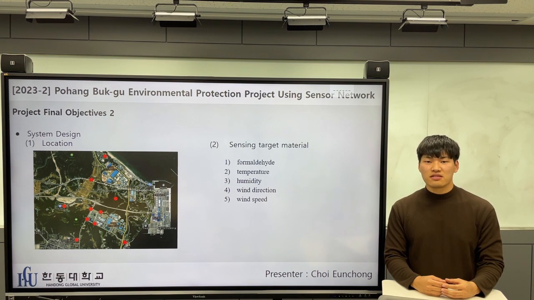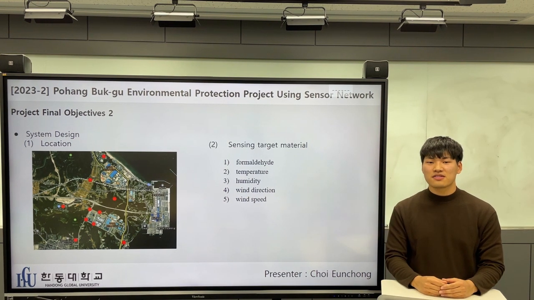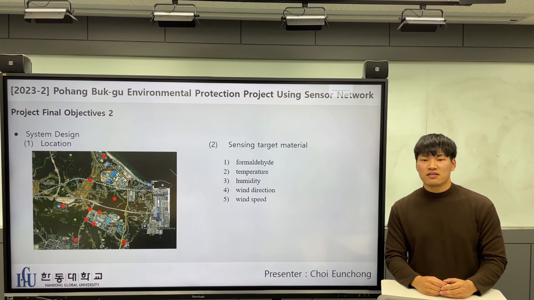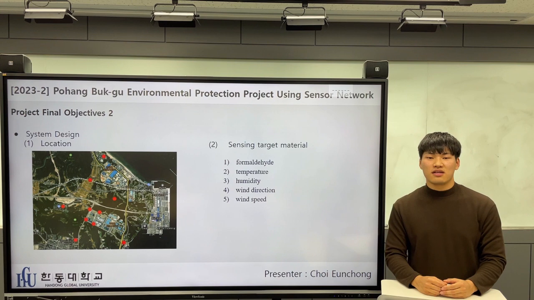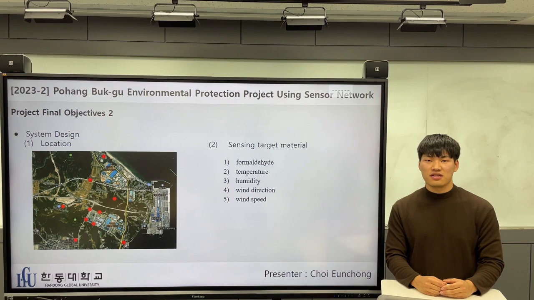The variable formaldehyde must be measured according to the result of the environmental impact assessment. And temperature and humidity need to be measured together because they are factors that directly affect the atmospheric environment. In our project, it's important to measure the variable formaldehyde itself, but it's also important to understand how formaldehyde spreads to surrounding facilities. Therefore, the sensor node also measures wind direction and wind speed.